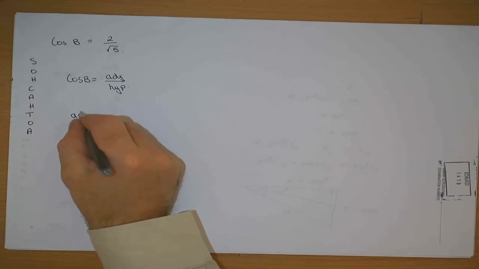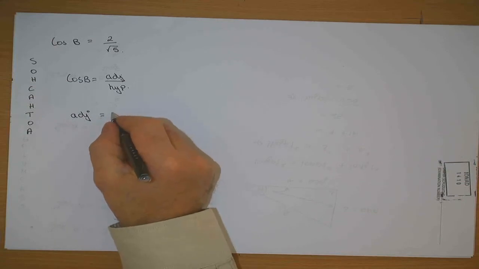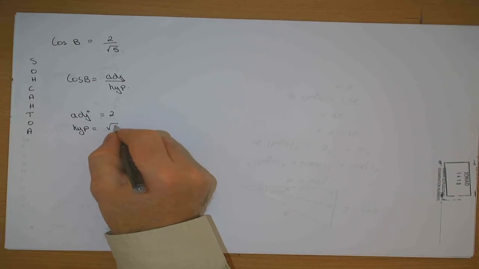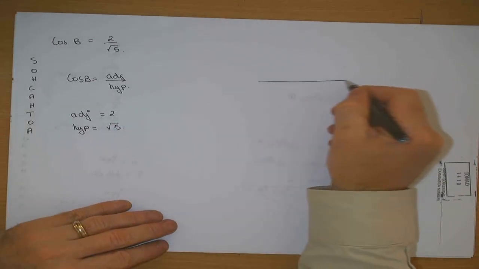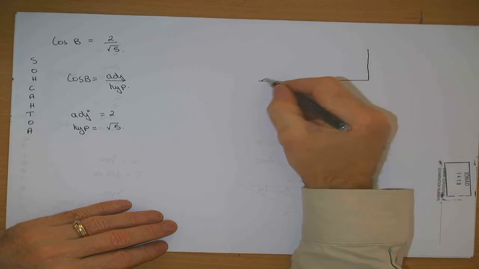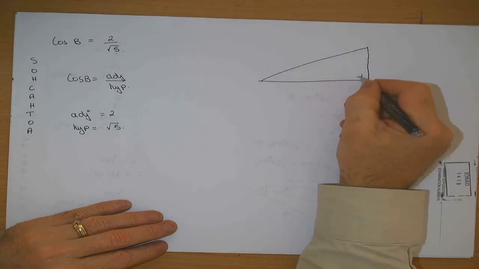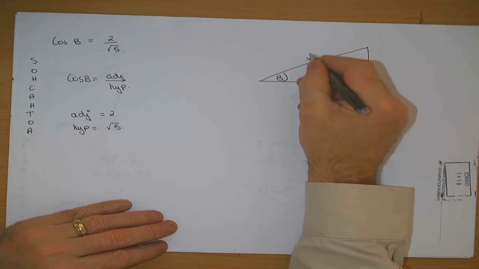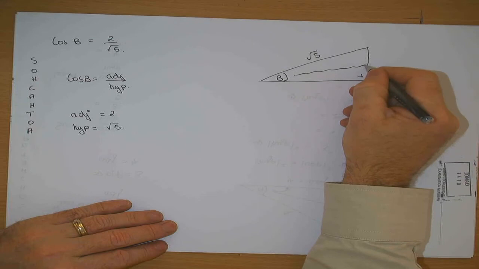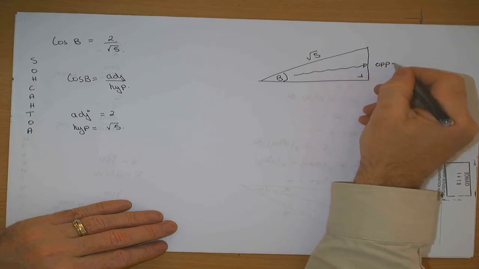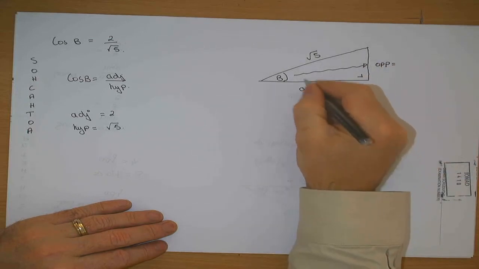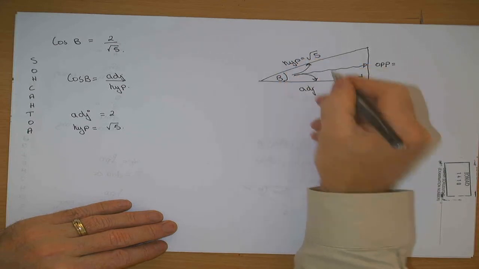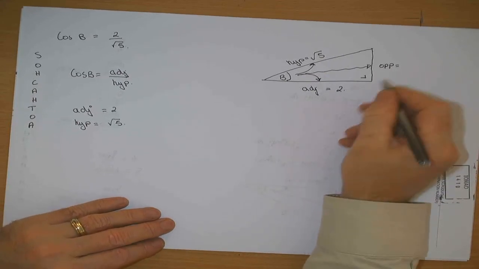So in this triangle, what do I know the adjacent to be? 2. And what do I know the hypotenuse to be? Root 5. And if I draw that in a triangle, this is root 5. That line is what line? The opposite. So this one is the adjacent. And that one, of course, was the height. What's the adjacent? 2. How would you find the opposite?